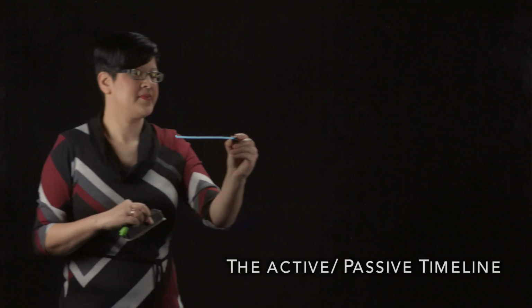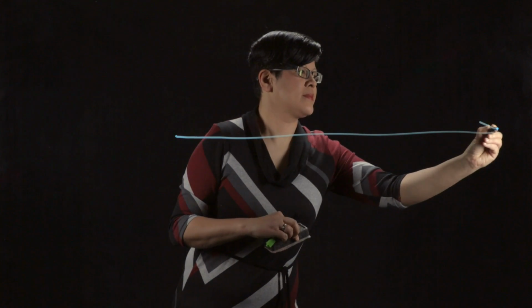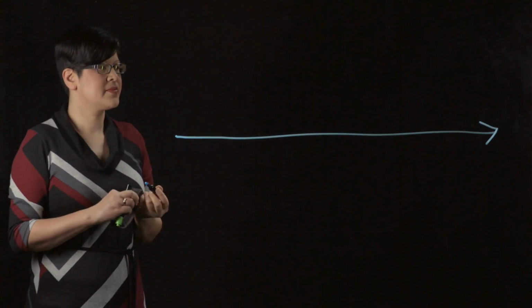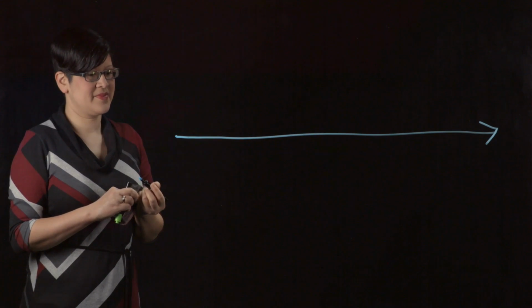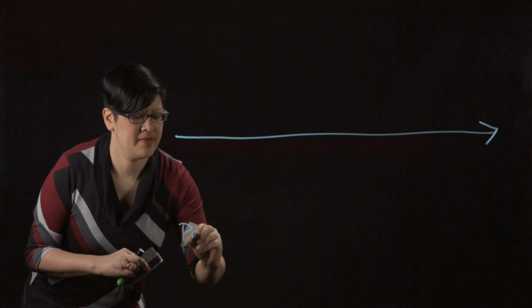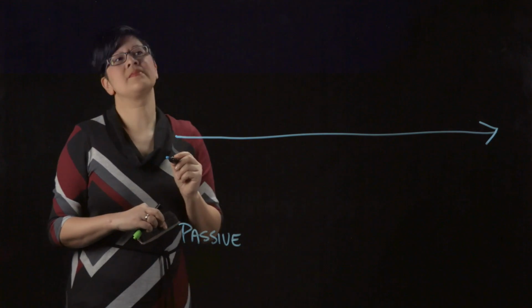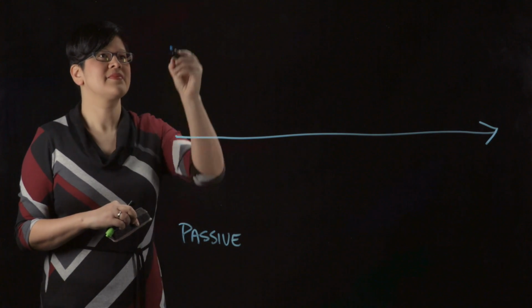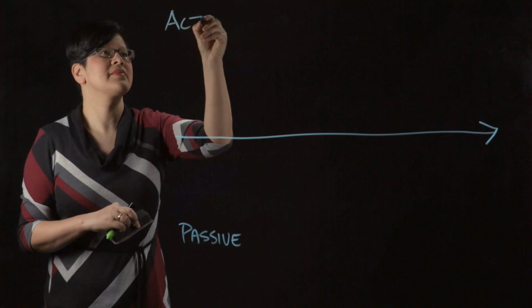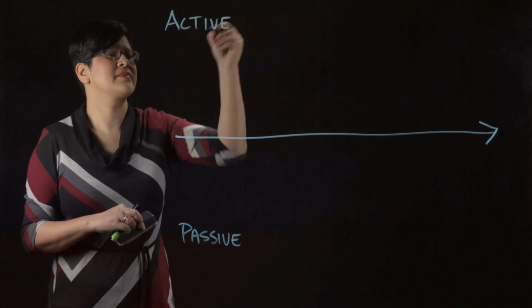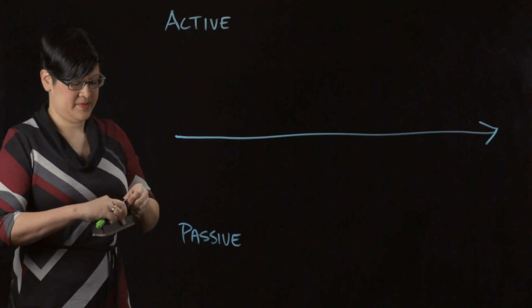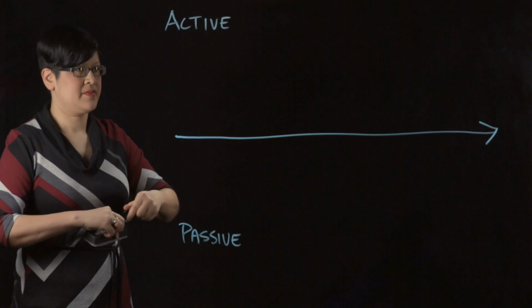So here we have a simple timeline that represents the events of our story as they'll appear in our novel. Any event that happens to the character, we mark that below the line, in passive territory. And the events that the character initiates, is responsible for, or chooses, we mark those above the line, in active territory.